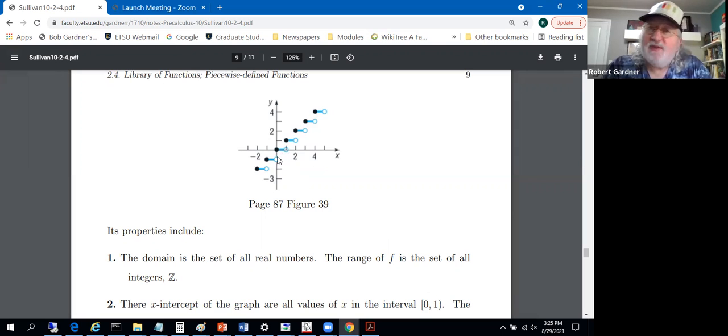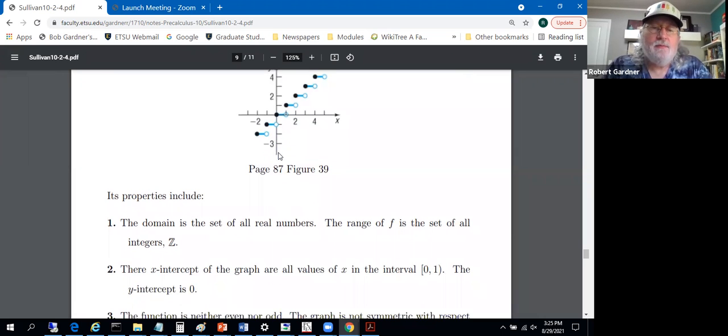Y-intercept, if it's a function, it's only got one y-intercept. There it is right there where it crosses the y-axis. The y-intercept is 0, as it says here.